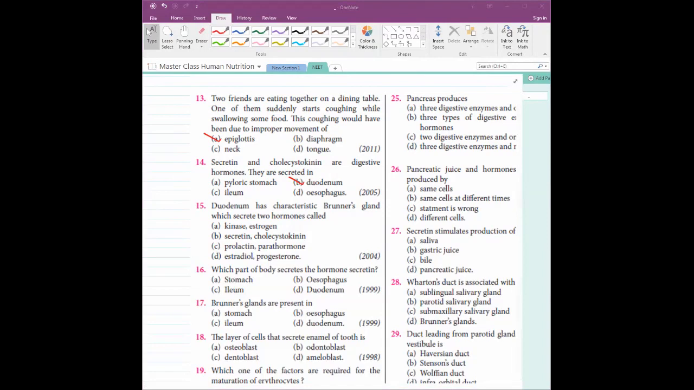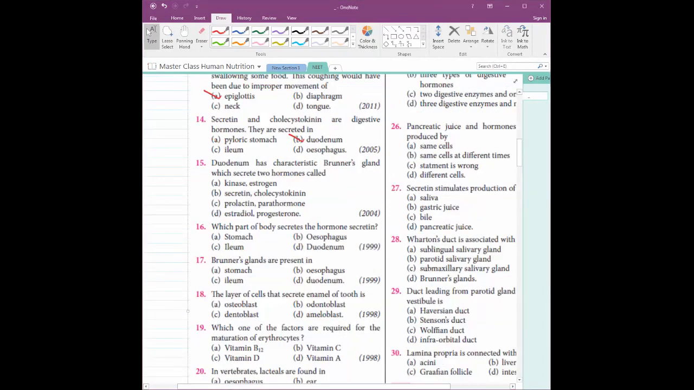The next one goes to Rishik. Rishik, tell me. Duodenum has characteristic Brunner's glands, which secrete two hormones called... So just think and tell me. Brunner's gland, what is it going to secrete? Yes, very nice. Zui is right. Vaishnavi is right. Tanishka is right. Yes, Rishik is also right. What is this going to produce? It is going to produce secretin and cholecystokinin.